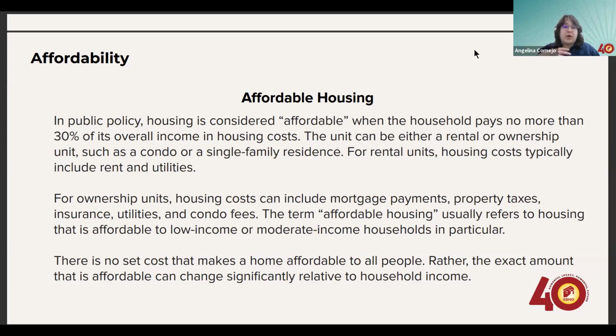But oftentimes when we use the term, we are specifically referring to low income and moderate income households, and we'll go into exactly what low income and moderate income mean a little bit later on. But that's generally what we're talking about when we're talking about affordable housing. And because it's dependent on overall income, what is affordable to one household is not essentially affordable to another household. It's all dependent on what the household makes, how many people are in the household, and what their total income is.